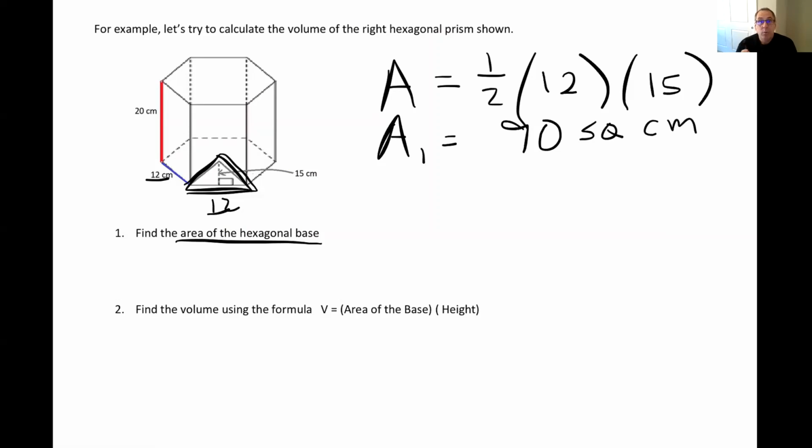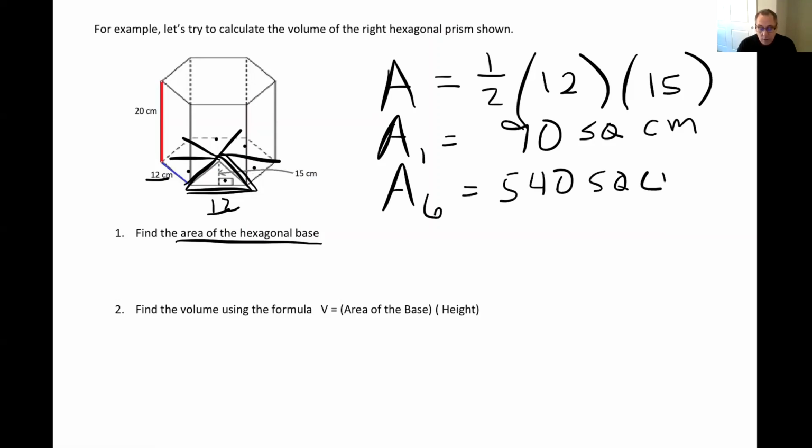But we said there are 6 of those. 1, 2, 3, 4, 5, 6 of those in this hexagonal base. So we're going to take that and multiply it by 6, and that will give us our area of our base. 90 times 6 is 540. 9 times 6 is 54. So that takes care of step 1. That is the area of our base.